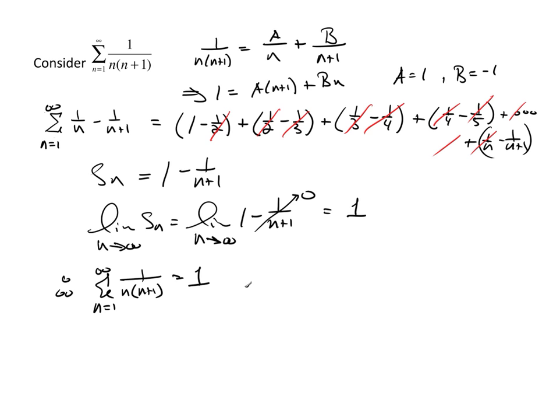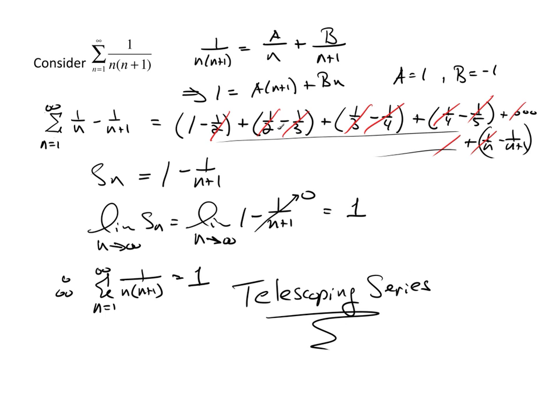Now, this is what's known as a telescoping series. The reason it's called a telescoping series is because everything in the middle here collapses on itself. So you know how a telescope, you pull it out and it gets long, and then you push it back together and it's short again. So I guess that's where the name came from.